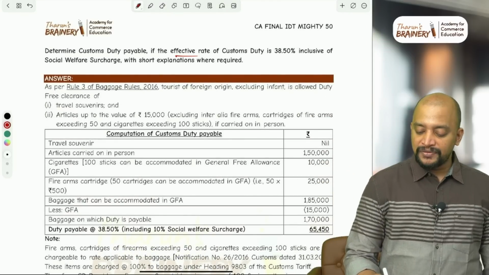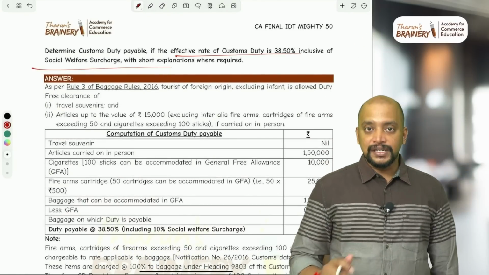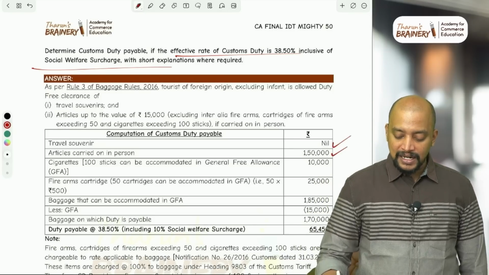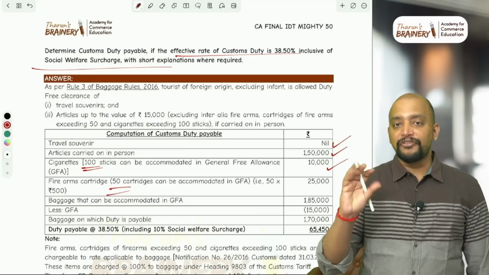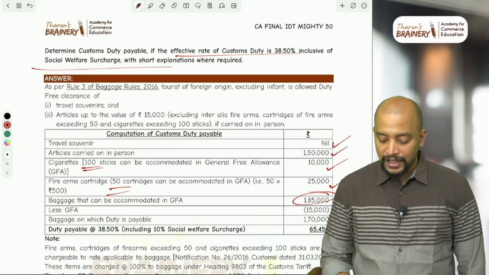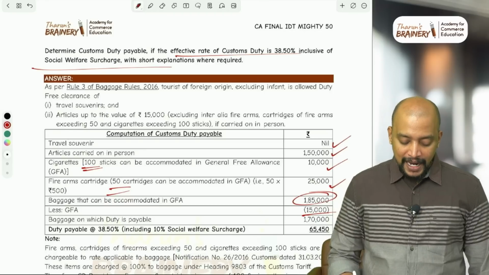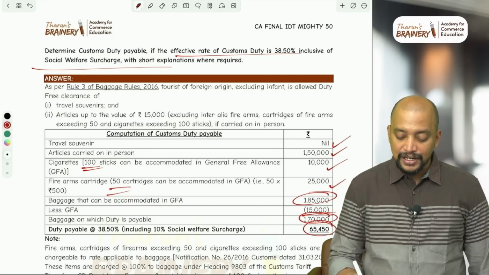Determine customs duty payable if the effective rate of customs duty is 38.5% inclusive of social welfare surcharge. First, travel souvenir nil. Articles carried 1,50,000. Only 100 sticks you take, 10,000. Cartridges up to 50 you take, that is 25,000. So total 1,85,000. Tourist of foreign origin, only 15,000. So baggage on which duty will be payable at 38.5% will be 1,70,000. That is only the question.